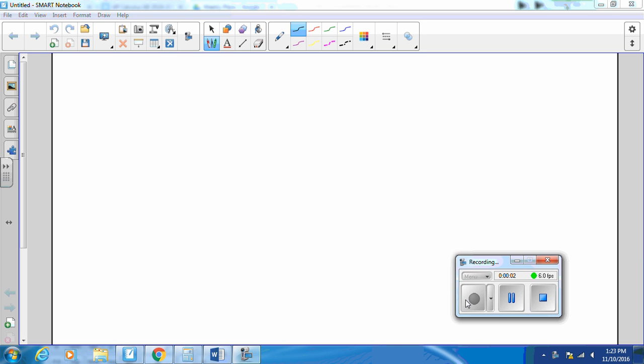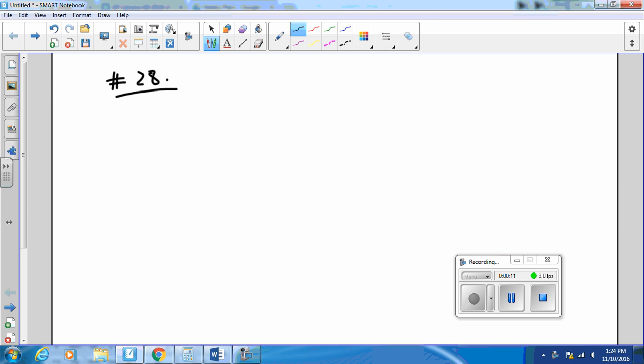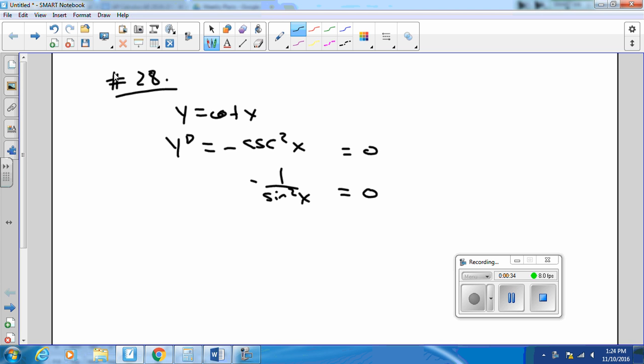So the question that we had here was number 28, I believe it was. Yes. And we were supposed to show that cotangent has no horizontal tangent. So we have y equals cotangent of x, and then Jason found y prime to be negative cosecant squared x. And now he set this equal to 0 to find a hypothetical horizontal tangent. Maybe we could write it like this. At this point, this equation does not have any solutions, so we just say no solution, and we stop.